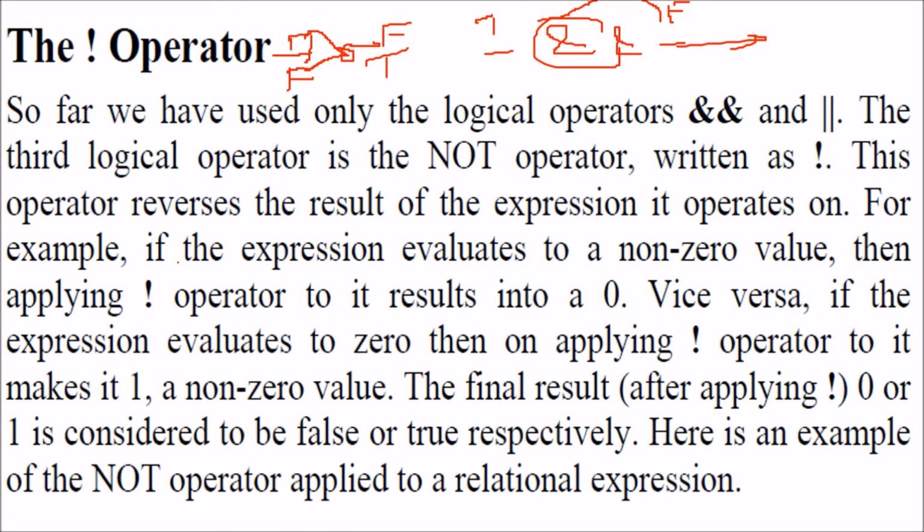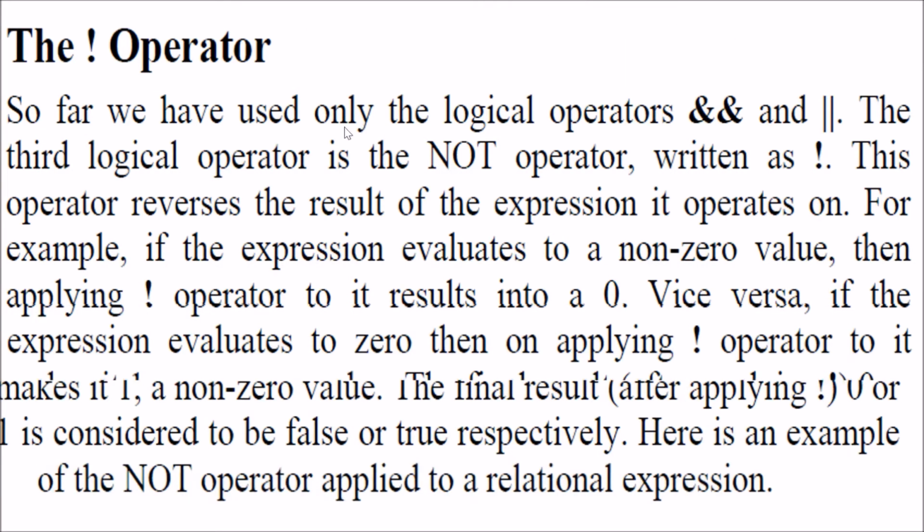So this operator reverses the result of the expression it operates on. For example, if the expression evaluates to any non-zero value, when you apply the NOT operator, it will give you 0. So NOT 5 is 0, NOT 555 is also 0, NOT minus 5 is also 0. The final result after applying this, 0 or 1, is considered to be false or true respectively.